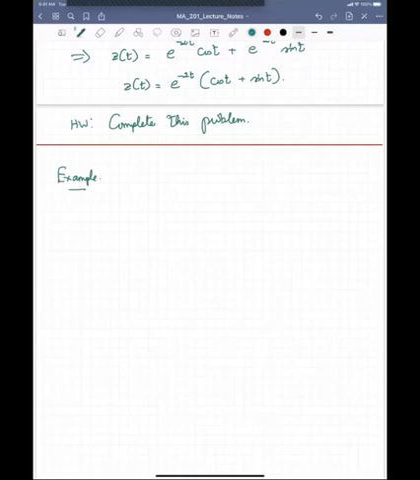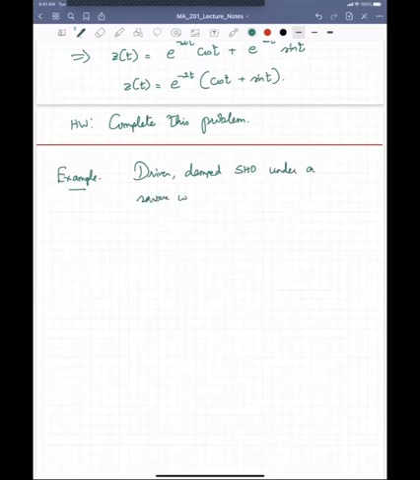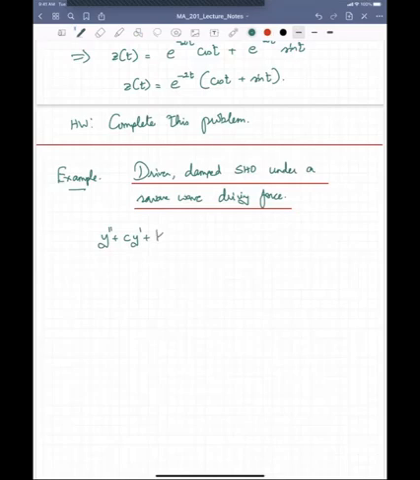is a mass spring driven damped simple harmonic oscillator under a square wave impulse, a square wave driving force. Okay. So the equation for a driven simple harmonic oscillator is y double prime plus c y prime plus k y equals r of t. C is the damping constant, k is the spring constant, and r is the driving force.